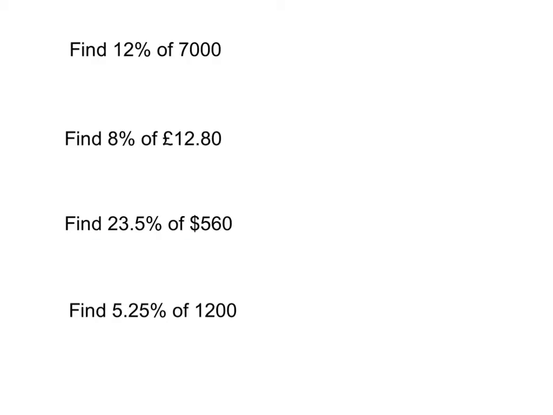Some more examples. Find 12% of 7,000. So 12% is 0.12. If you're not quite sure, go back in the video and look at the chart. 0.12 times 7,000. And you'll find that comes to 84.